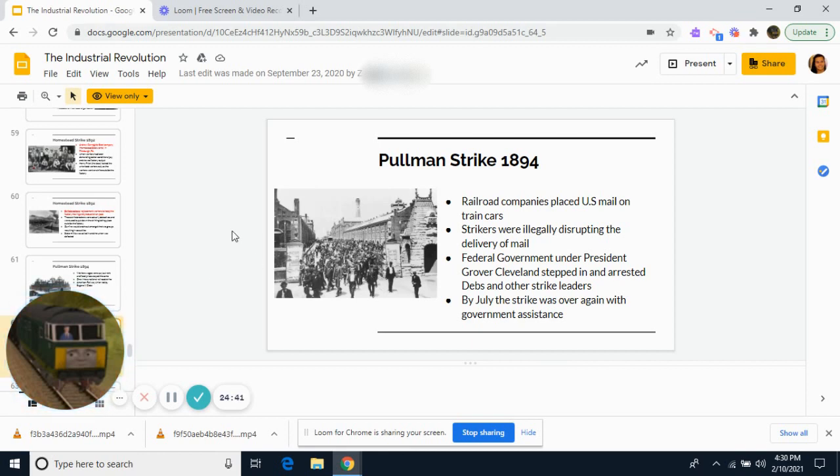The railroad companies turned to the federal government for assistance, arguing that strikers were illegally disrupting the delivery of mail.